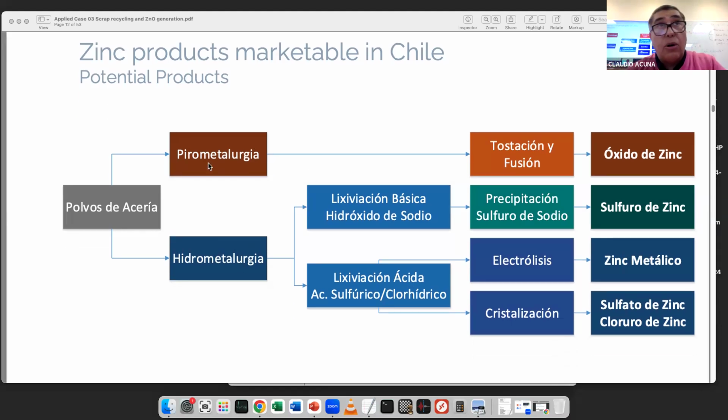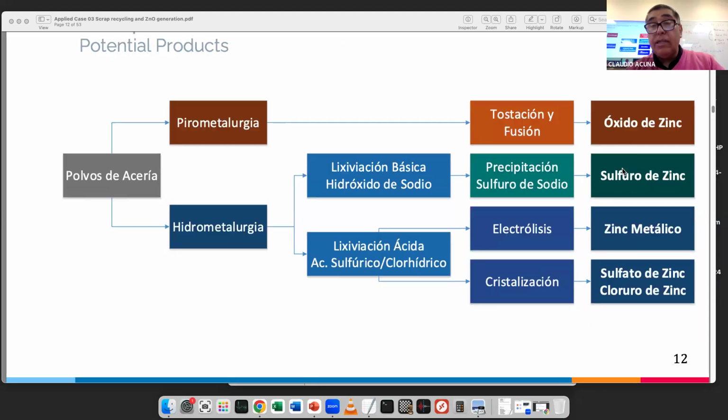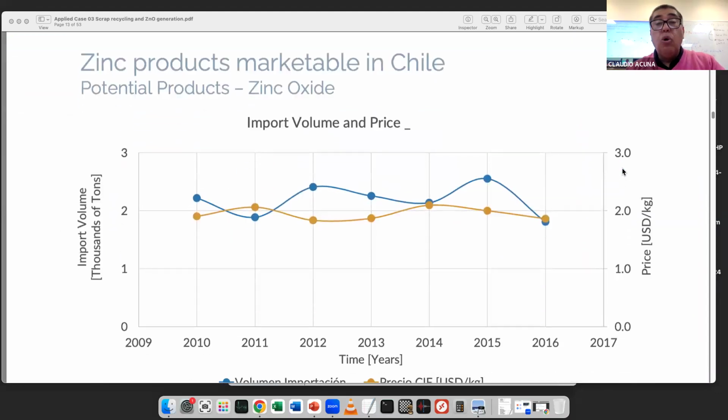Well, anyway, those are routes showing different block diagrams, possible ones, and these routes are related with the possible products. What is the next step? Knowing the price and import in the case of Chile. We want to have the Chilean market. We need to have both production, tons per year, and also price.